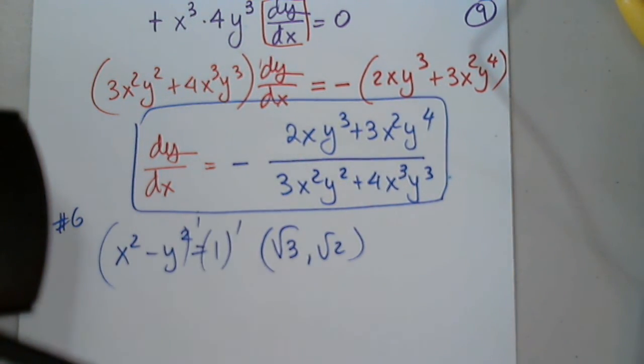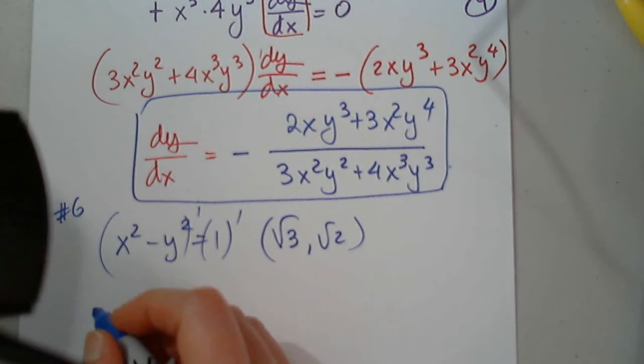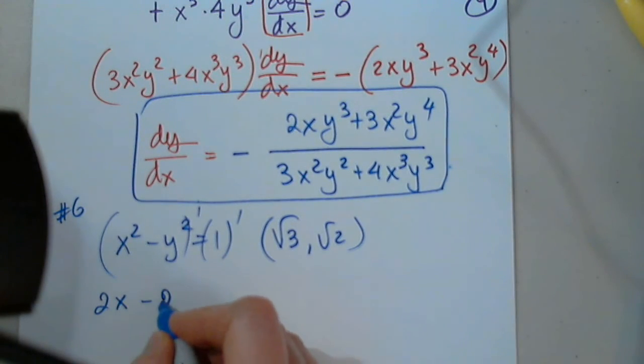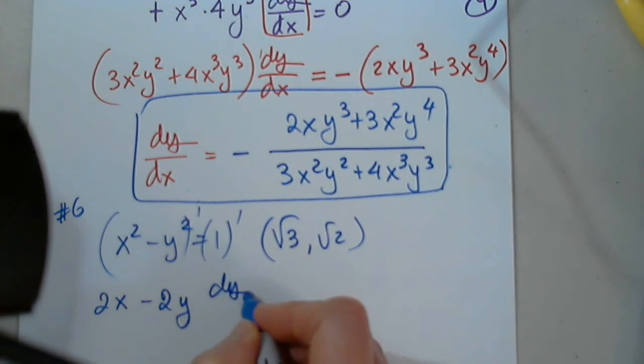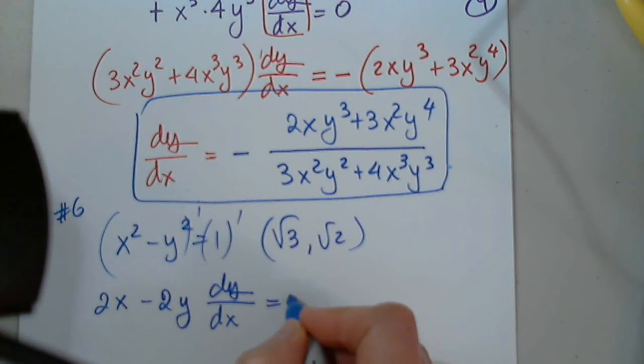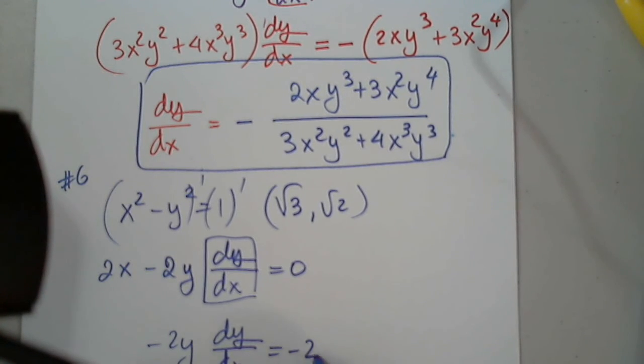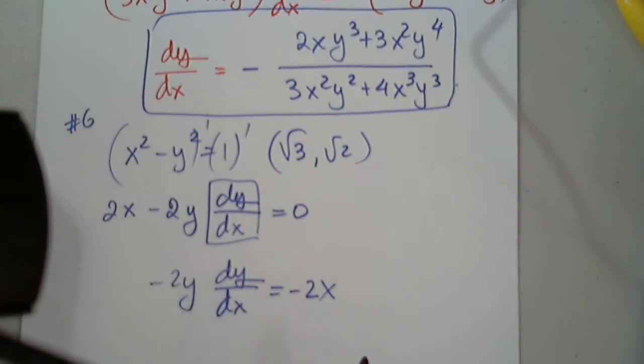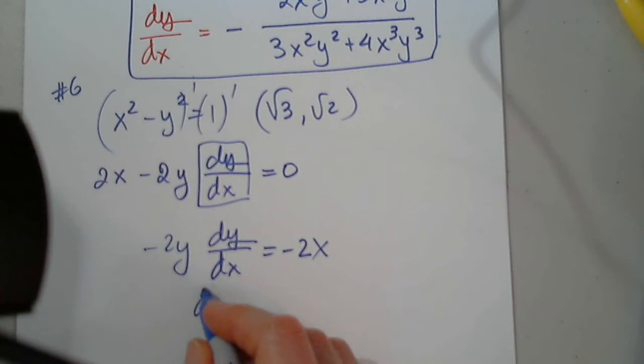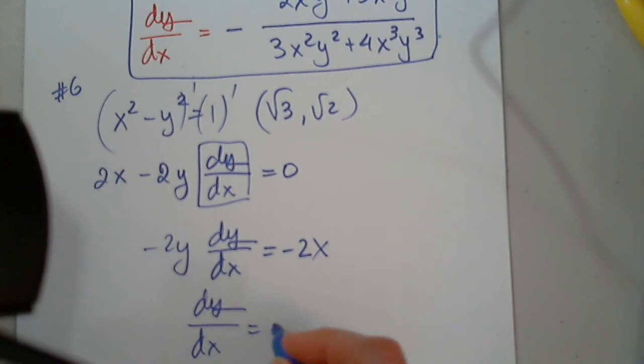And we apply implicit differentiation. 2x minus 2y dy over dx equals 0. We are solving for dy over dx. We move 2x to the other side. Negative 2y dy over dx equals negative 2x, and we divide by negative 2y. So dy over dx is x divided by y.